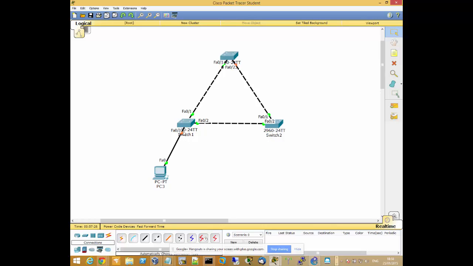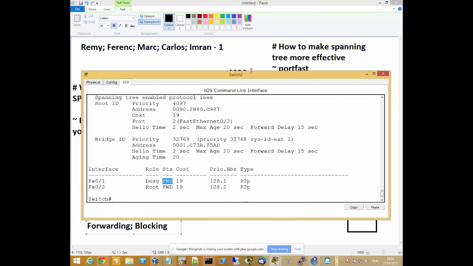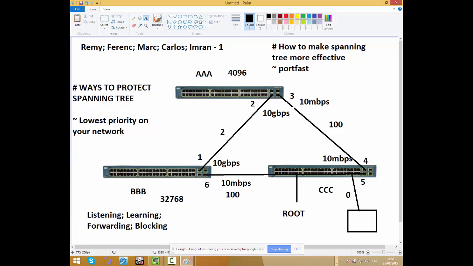So imagine your user comes in the morning, plugs in their PC, and they have to wait 30 seconds to listen for BPDUs. You know that BPDUs are not going to come out from this port, but you're going to spend time listening for BPDUs, then spend time learning the MAC address, then go to forwarding after a long time. So what PortFast does is say, there are some ports on my network that are not connected to switches. They are connected to computers. So the moment anything plugs into these ports, put them in forwarding mode immediately.